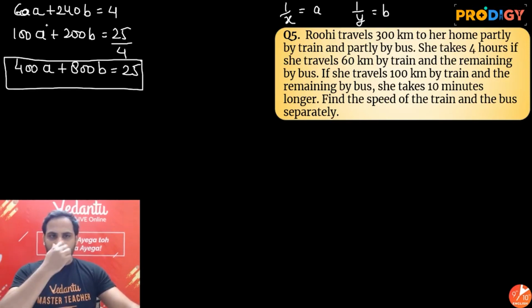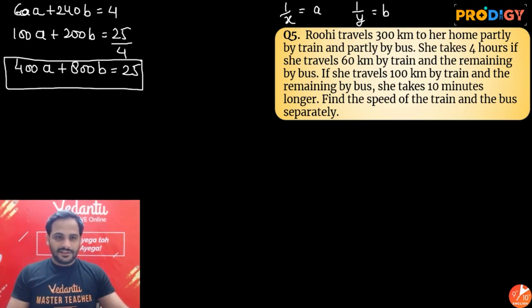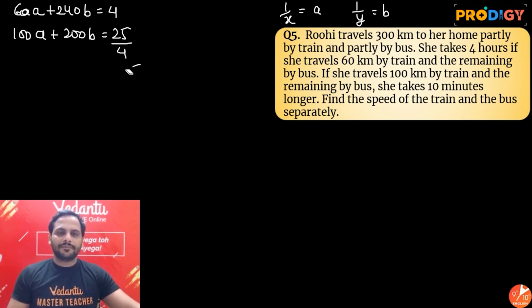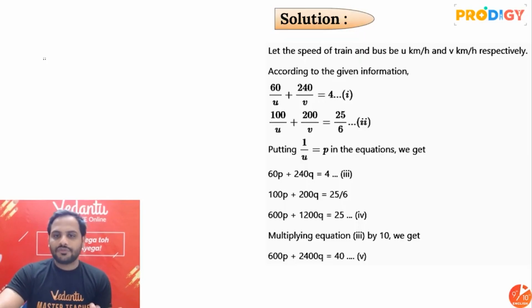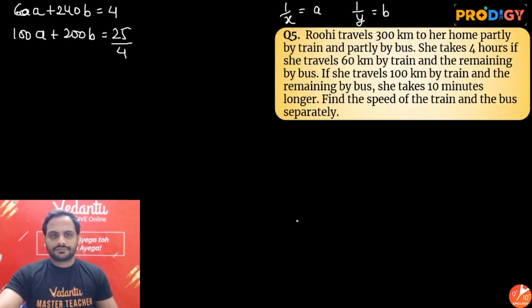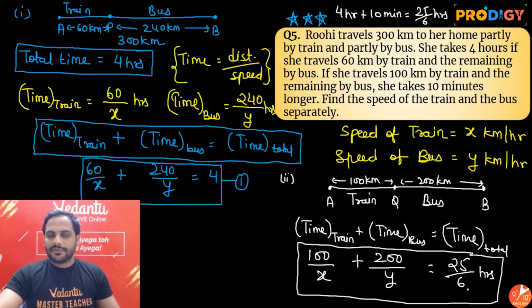And here we have 60, so 60 and 600, take the LCM. Again we have to take the LCM and solve it. So you can simplify these two equations, beta. Solution, I think now you can easily find it out. I just put the values of a and b. Elimination method you can use, or you can use substitution method, anything you want. So here these are the two equations. Solve these two. 25 by 6 hours it is.